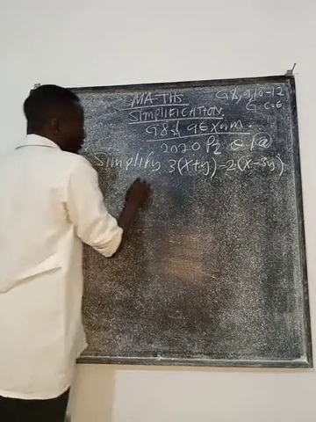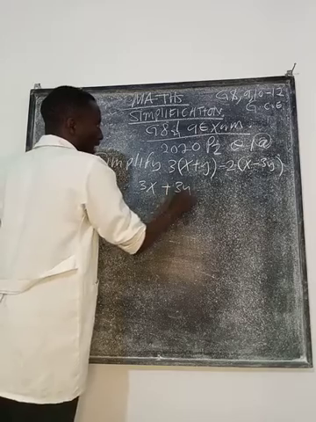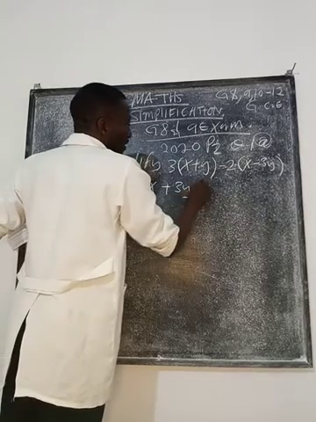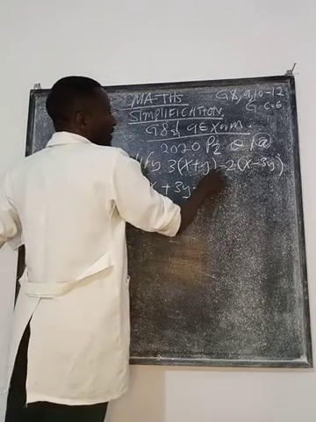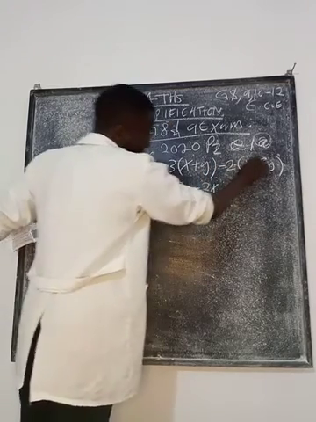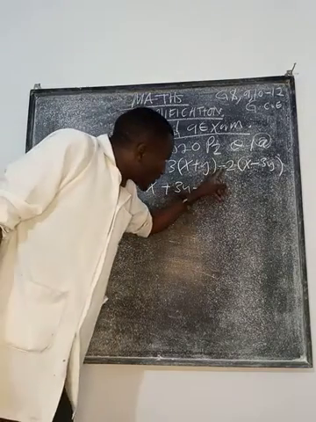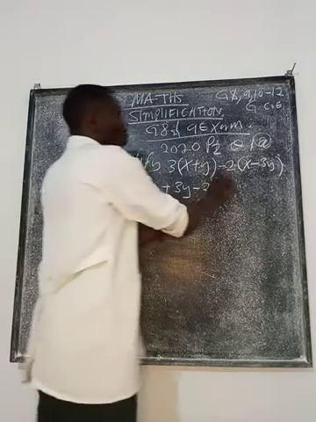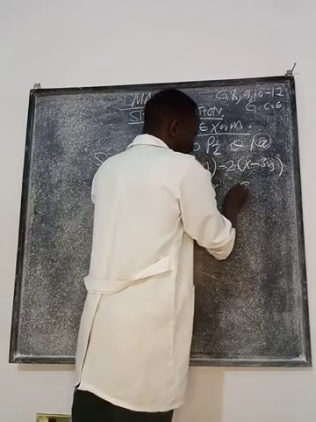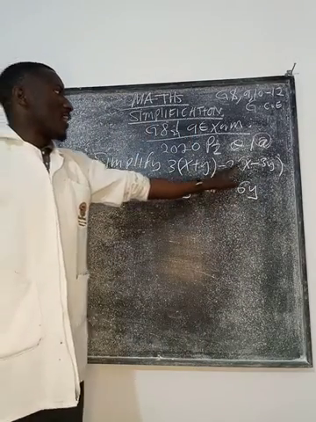So 3 times this to give you 3x, plus 3 times this to give you 3y, this times this to give you negative 2x, negative times. Now this is always multiply the signs in the brackets. I beg of you. You say, start with numbers. 2 times 3 to give you 6y. Then negative times negative.